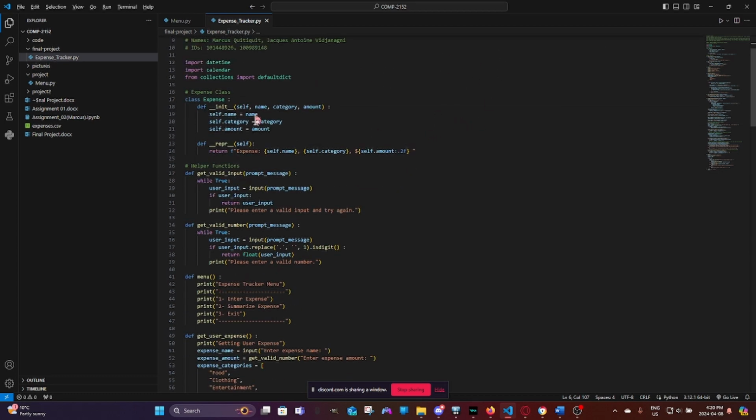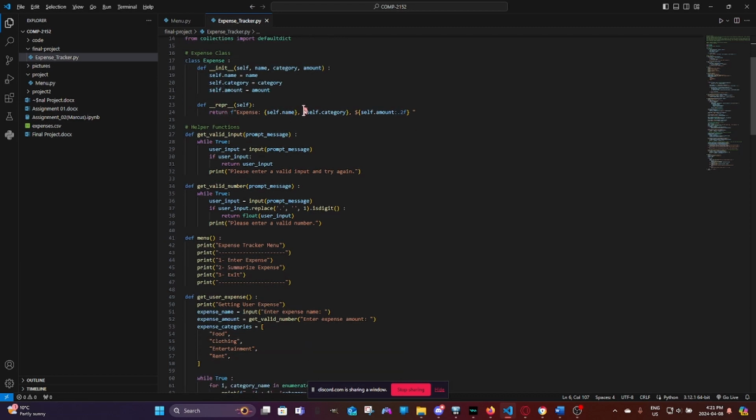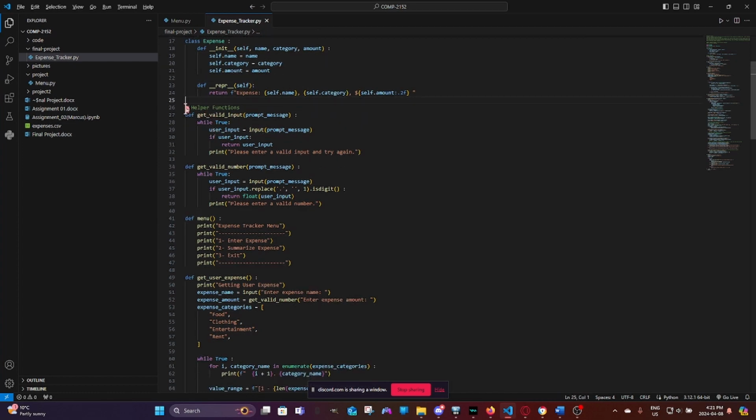So, I imported datetime, calendar, and collections, defaultdict. Here we have class Expense. This is our class for expense, and here is our constructor, and this is our things. And here are our helper functions: get valid input and get valid number.